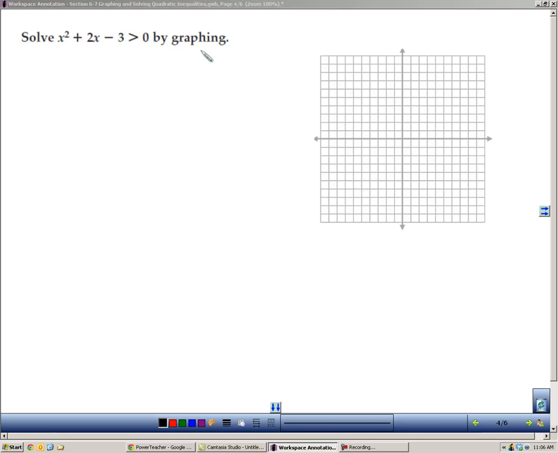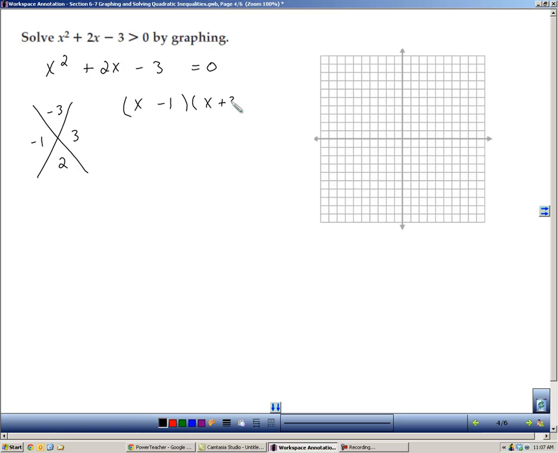I want to solve this by graphing. So I'm going to begin with the related equation. I'm going to temporarily set it equal to 0. And because it's a trinomial, I'm going to solve this using the diamond. Two factors of -3 that add to be 2 are going to be -1 and 3. So we get x minus 1 and x plus 3 equals 0. Zero product property says my two solutions are x equals 1 and x equals -3. Now what does that mean? That means my parabola is going to cross the x-axis here at -3 and here at 1.